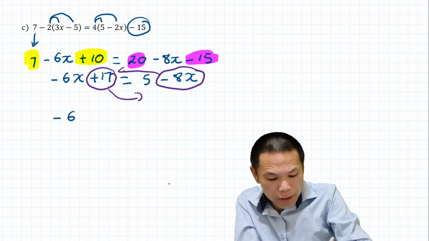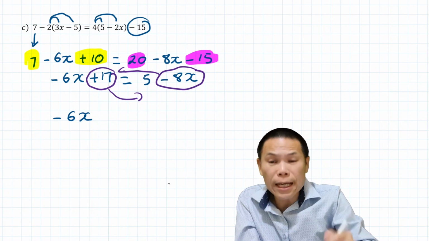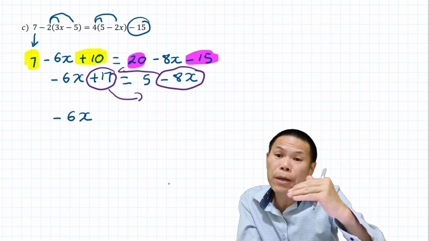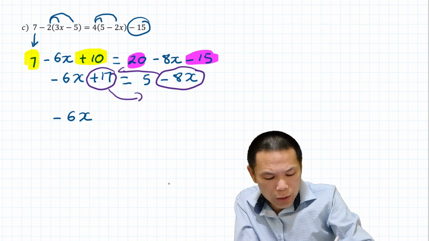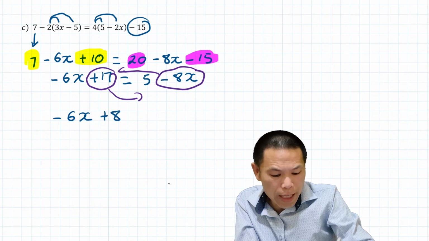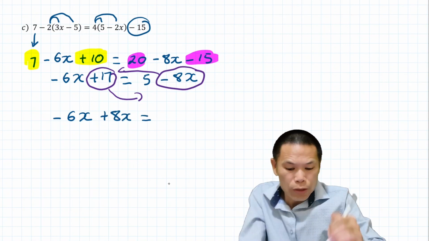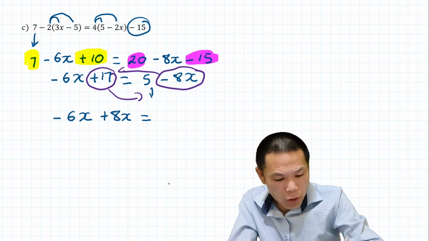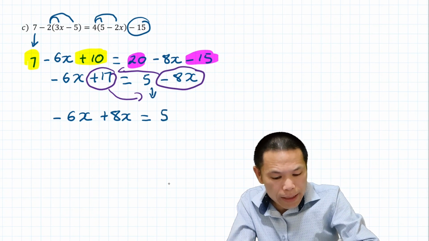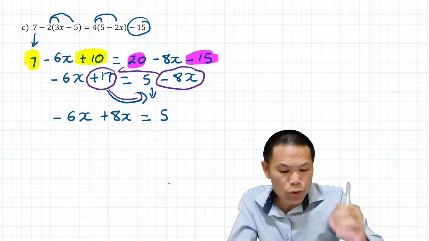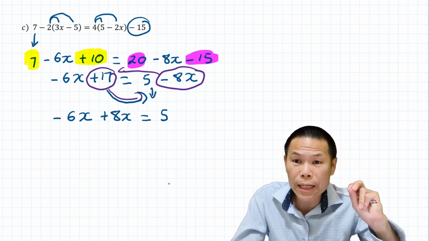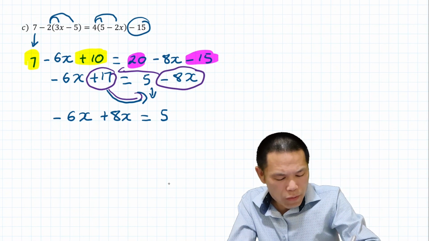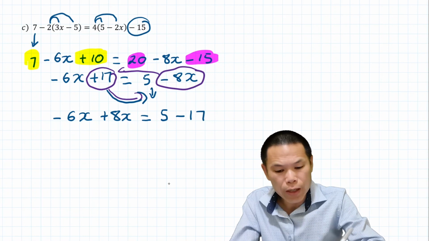Always write that down first. And then you go minus 8x, moving to this side, becomes plus 8x. Always the opposite sign, okay? Remember that. And that equals, so the 5, I write it down, okay? Always write this down first. And then the 17, positive 17, moves to that side and becomes minus 17. So just go minus 17.